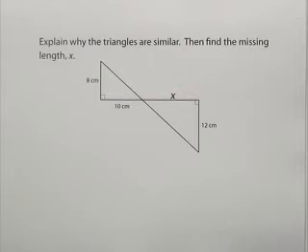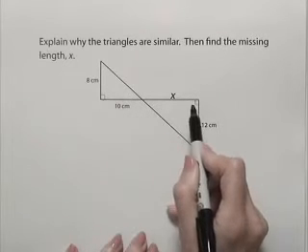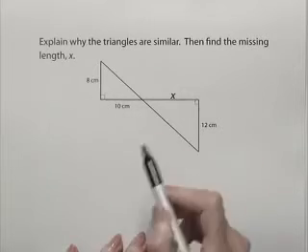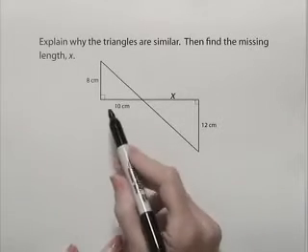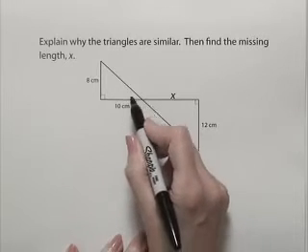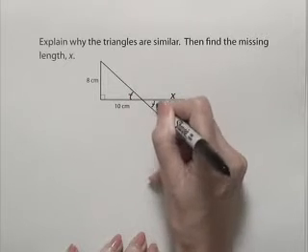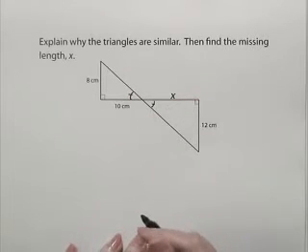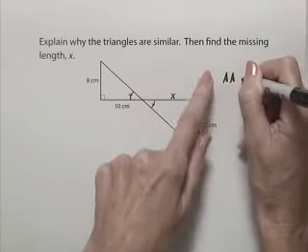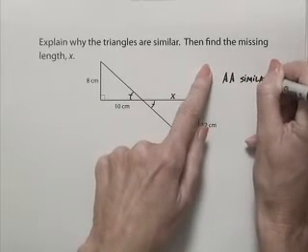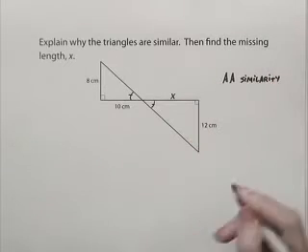Our next problem deals with similar triangles. Explain why the triangles are similar. Then find the missing length x. We have two triangles, and notice that they are both right triangles. So we have one angle in each that would be congruent just because of that. But also we have them intersecting in this manner so that I have vertical angles that are formed. And we know that vertical angles are going to be congruent. So by angle-angle similarity, we know that these two triangles are similar to each other.